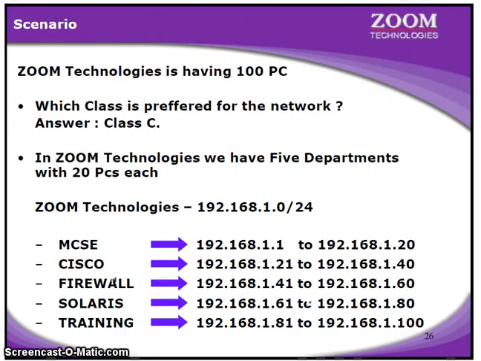Now consider an example, say Zoom Technologies have 100 PCs. The preferred type of network will be class C. Now suppose it has 5 departments, with each department having 20 PCs. We can divide them as the following: IP address 192.168.1.1 till 1.20, then from 21 to 40, 41 to 60, 61 to 80, 81 to 100.